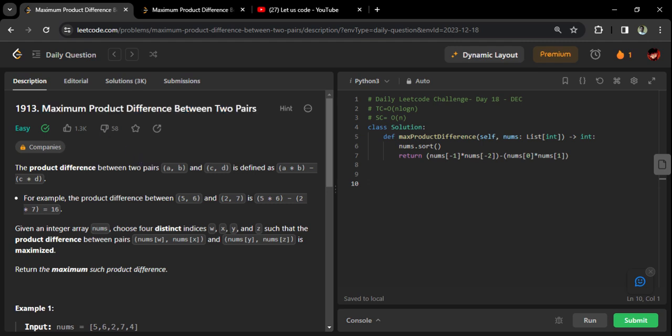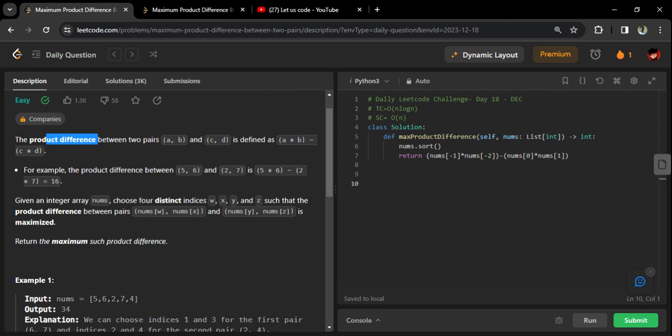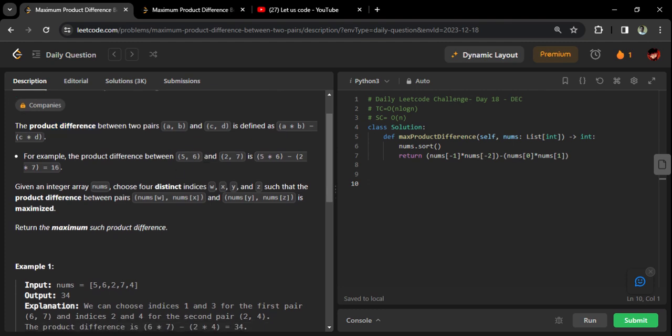So the product difference between two pairs, A comma B and C comma D, is defined as, you can see, very simple and clear the way they have defined it. A star B minus C star D. And they've given some examples as well. You can just see it: 5 times 6 minus 2 times 7.